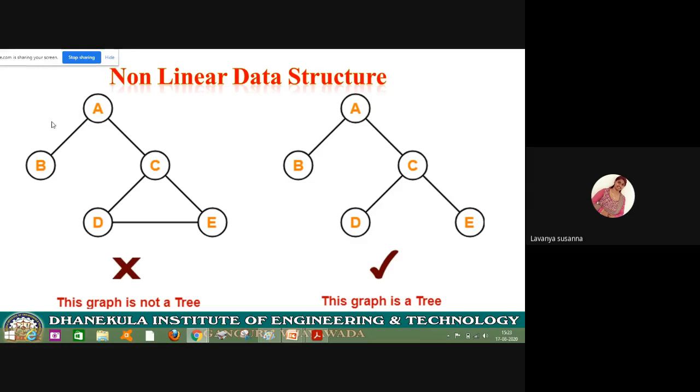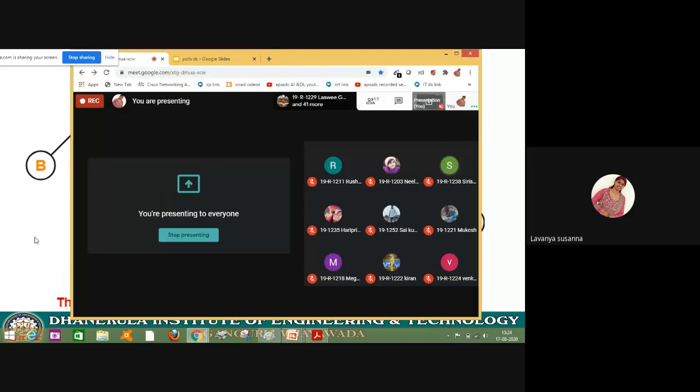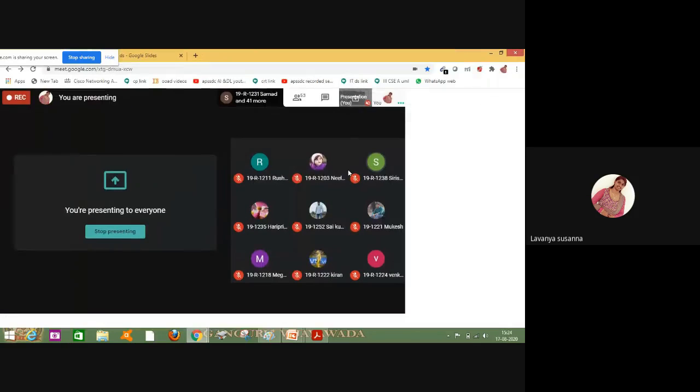Next, coming to non-linear data structure. What is non-linear data structure? Can anyone answer my question?